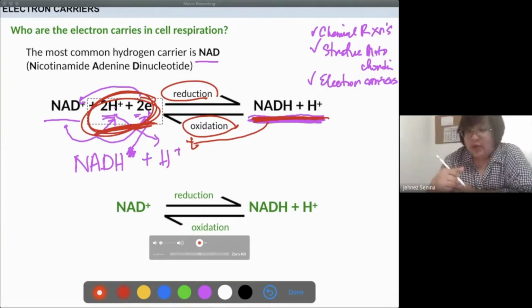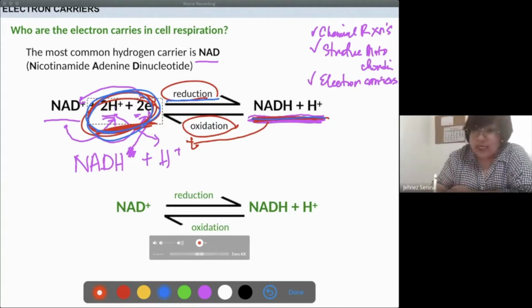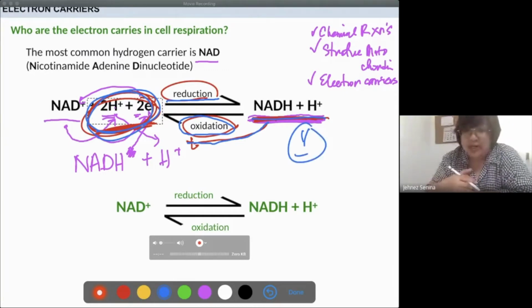Maybe we can repeat for the sake of clarity. When NAD plus picks up protons and electrons, it undergoes reduction and forms NADH plus H plus. NADH plus H plus can lose those protons and electrons when it undergoes oxidation. This you will appreciate in the electron transport chain. That's a very important concept. We will refer back to that.